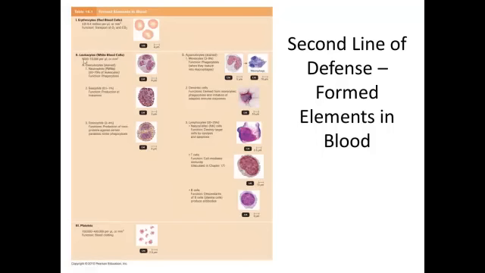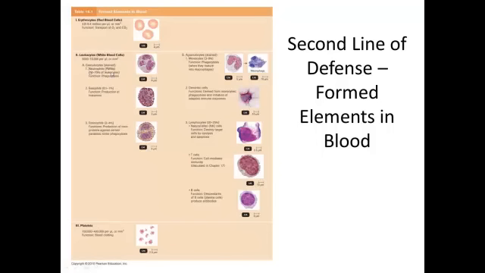Okay, now let's talk about your white blood cells or your leukocytes. Now, they come in two flavors. You have your granulocytes and you have your agranulocytes. Granulocytes have granules in their cytoplasm that you can see with a light microscope. Agranulocytes do have granules, but they're too small to see with a light microscope, so we say that they are A or no granules.